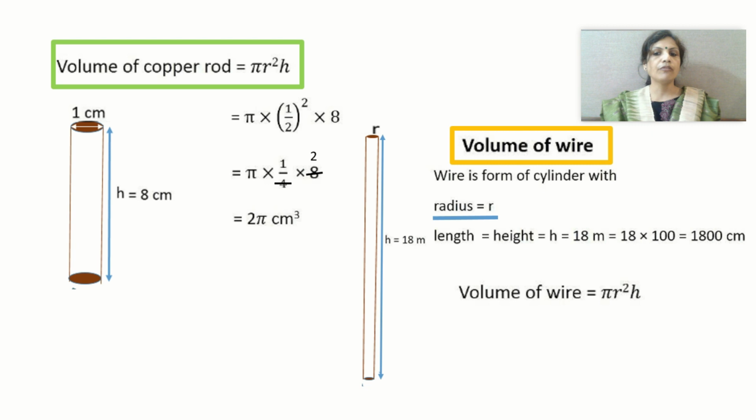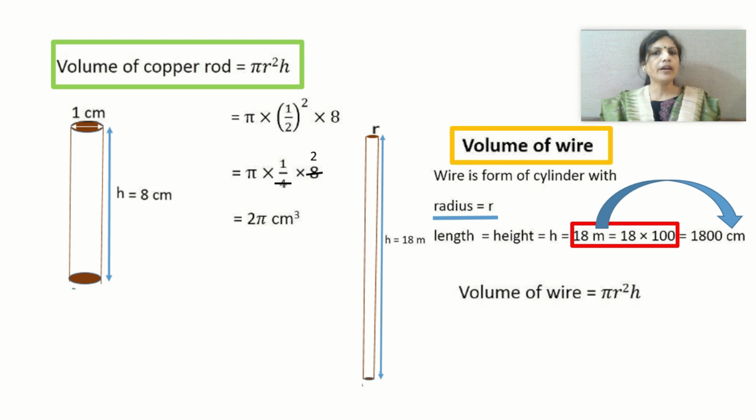Now to find out volume of a wire, this wire is also cylindrical in shape. We do not have radius, so we will consider the radius of the wire as r. Now length of the wire is given to us, that is nothing but the height of the wire. Height is given as 18 meter, but we have to convert this into centimeter because all other units are in centimeter. So 18 into 100. So we are converting meter to centimeter. So 18 into 100 is equal to 1800 centimeter. That is the height of the wire.